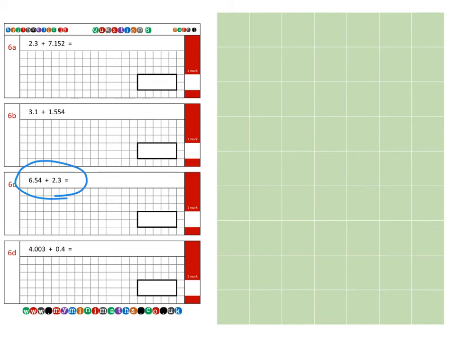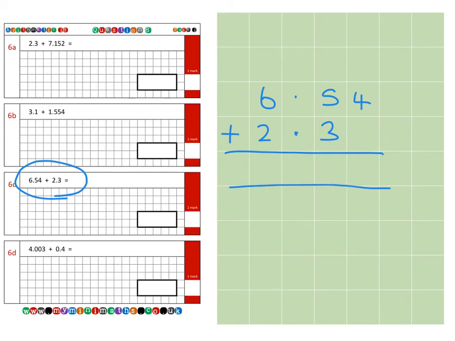And on to the third question for today's tutorial, which is 6c. And that's 6.54, and we're adding 2.3. So this time we have the smaller, or the shorter value, should I say, on the bottom row. So again, we can fill in that invisible zero.